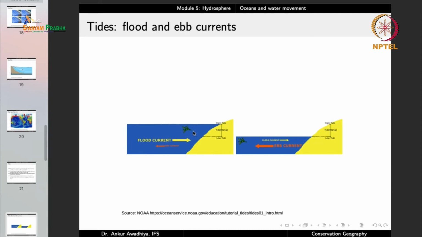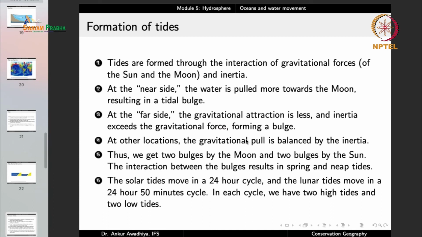So this is being shown here in the form of the movement of this seaweed. So during the high tide, the seaweed will move from this area towards the shore. On the other hand, when we have a low tide, the water levels are receding down, and in this case there is an ebb current which pushes the seaweed away from the shore. So these are the flood and the ebb currents.